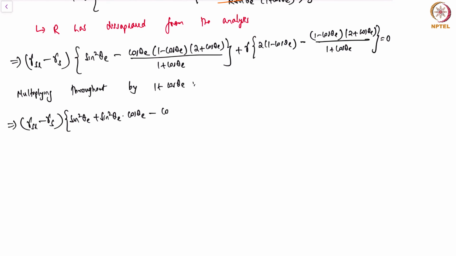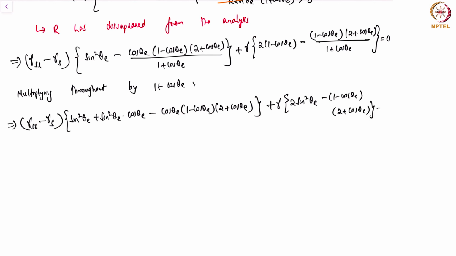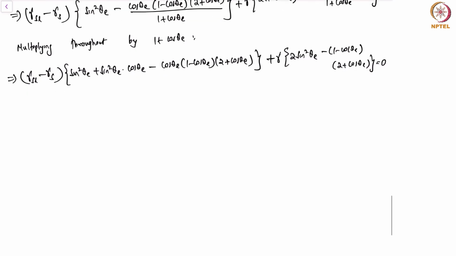Then we have cos theta e times 1 minus cos theta e times 2 plus cos theta e. Then the second term, gamma times 1 minus cos theta e times 1 plus cos theta e, would just be sine square theta e. That's just 2 sine square theta e minus 1 minus cos theta e times 2 plus cos theta e. This goes to 0. This is what we have, right?